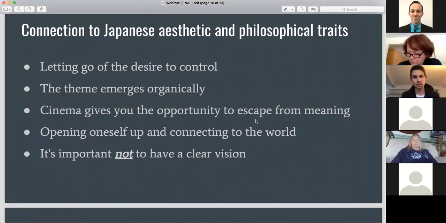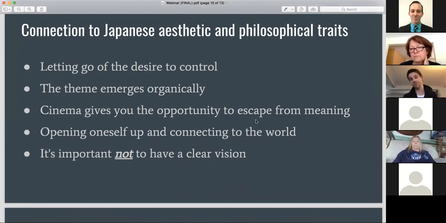And also, cinema gives you the opportunity to escape from meaning. I think meaning making, which relates to logic and rationality, is emphasized all the time in education. And it's very important. We always ask the question, why? Why are you doing that? To get our students to think more critically. But I think one of the magical things about cinema and art in general is that it sometimes escapes from meaning. Sometimes you can't define it. So those are the films that I like to watch, at least, the ones that you can't really decode.